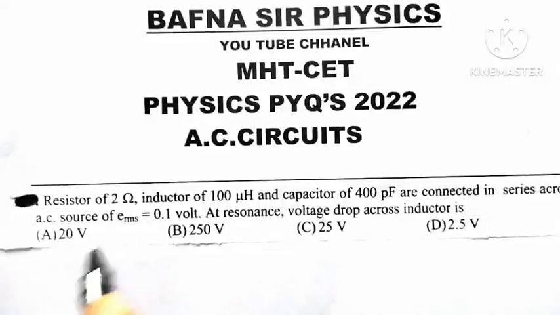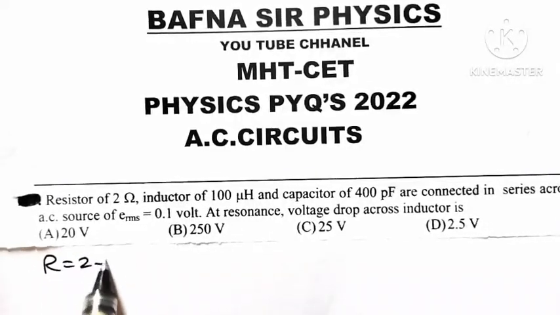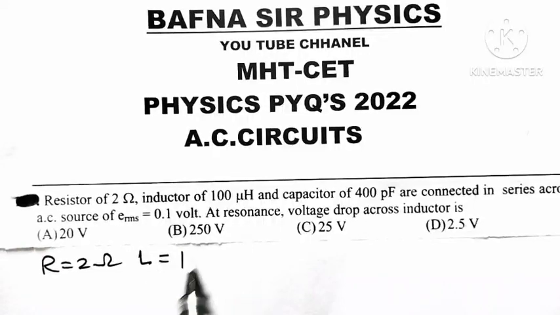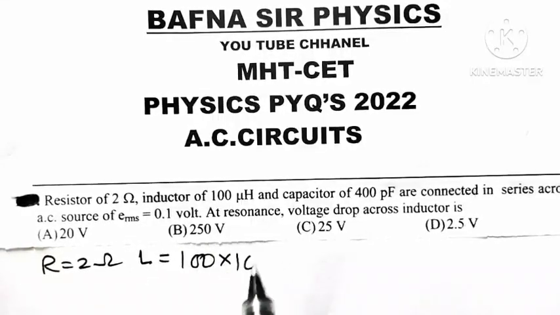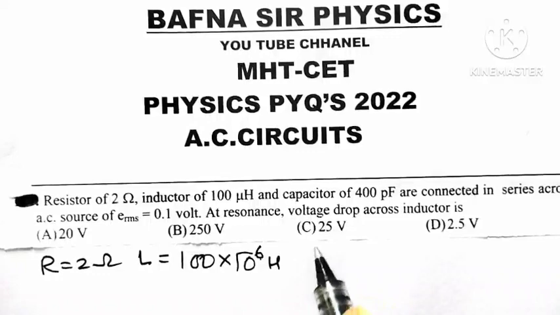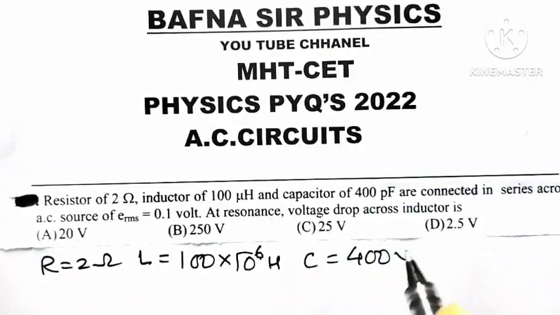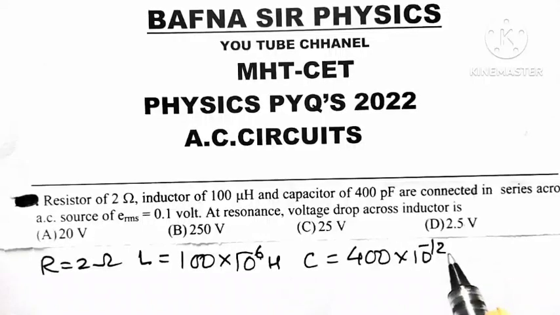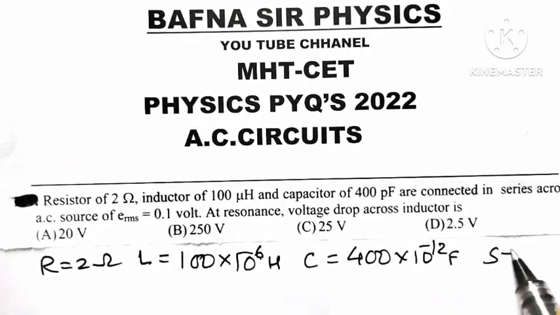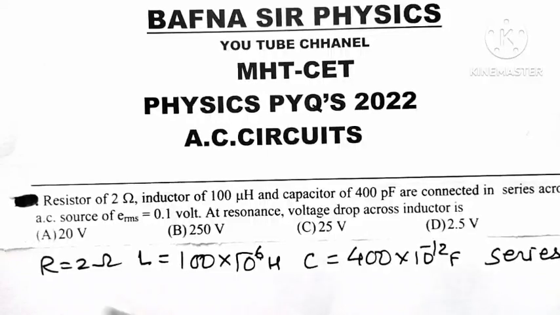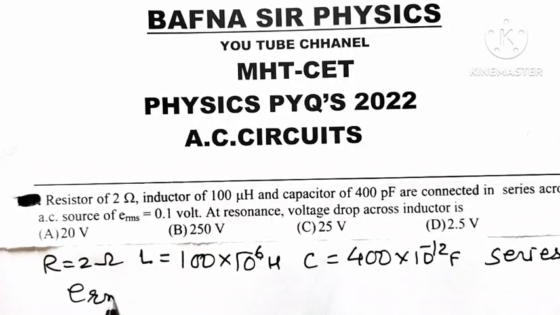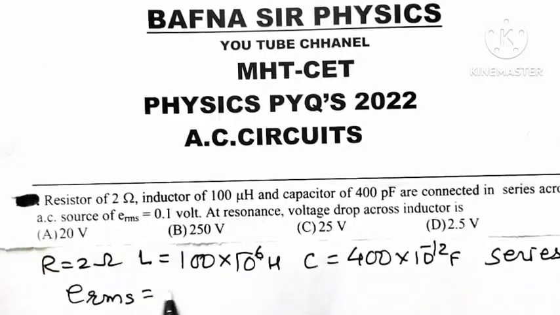A resistor of 2 ohm, an inductor of 100 microhenry, means 100 into 10 raised to minus 6 Henry, a capacitor of 400 picofarad, pico means 10 to the power minus 12 farad, and they are all connected in series across an AC source of EMF, E RMS equal to 0.1 volt.